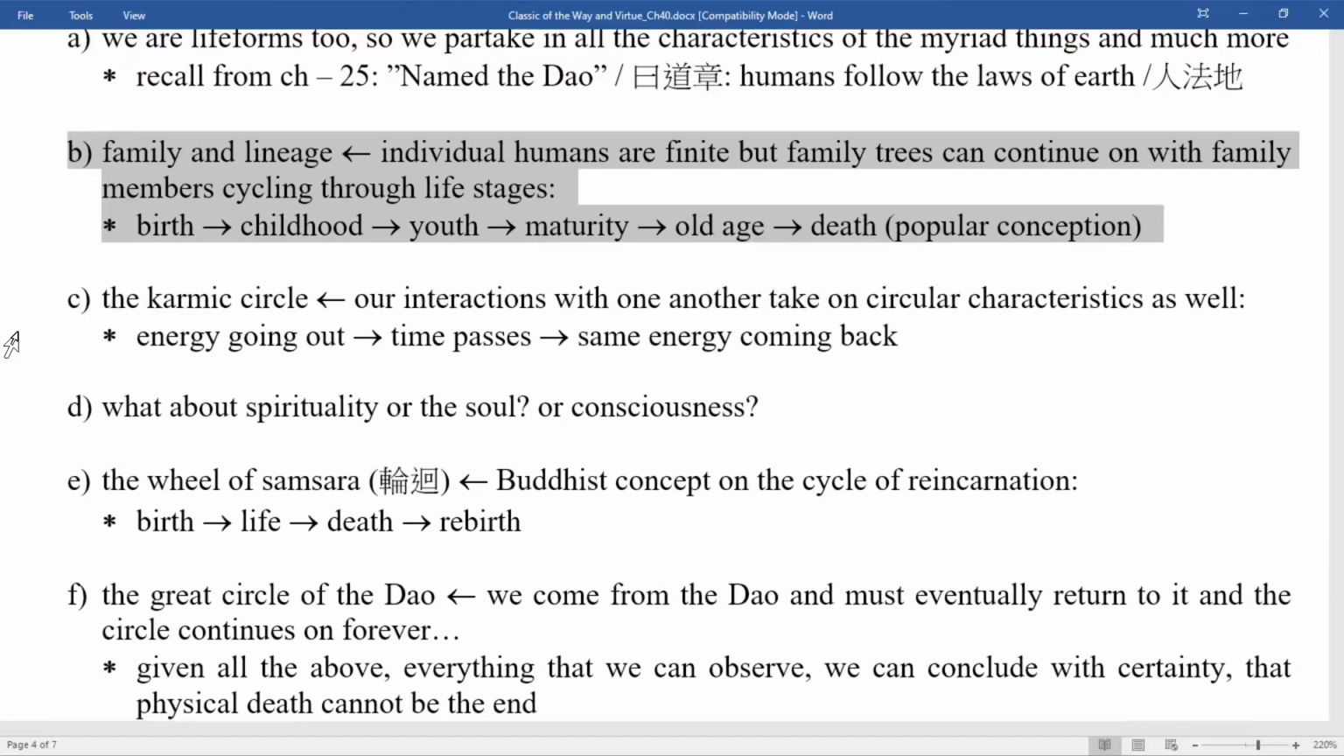That's the stages of life: birth, childhood, youth, maturity, old age, death. That's the popular conception, that death is the end of our physical self, which is partially true, but not the spiritual self, which we'll get to later. Now, on a karmic cycle level, which is above the physical level, metaphysical, you could call it.